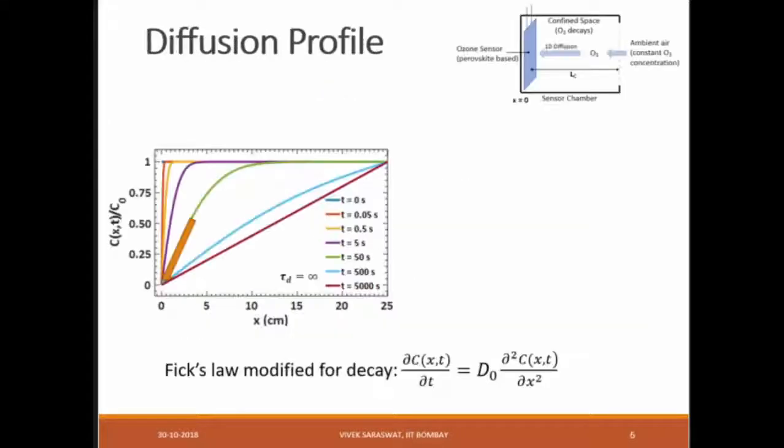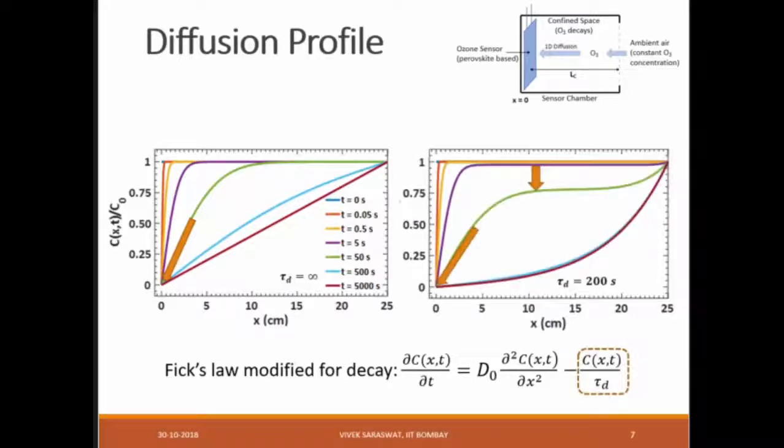So we modify Fick's law. This is without the decay, and this is what we expect for the 1D diffusion. This is well known for a stable gas. Now if we assume the sensor model that we proposed, this is the situation. In Fick's law, we get a decay term, an exponential decay with some lifetime.